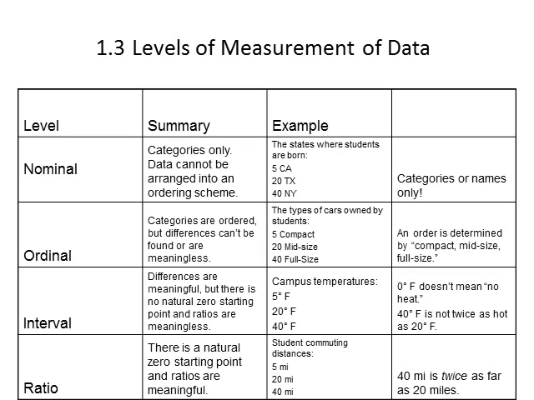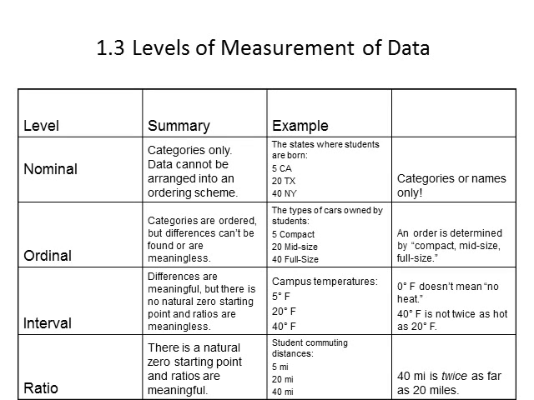Then we have interval data. This is where differences are meaningful. We have numbers, but there's no natural zero starting point and ratios are meaningless. Temperatures is a very good example of interval data. 5 degrees, 20 degrees, and 40 degrees are all numerical data, but 0 degrees Fahrenheit doesn't truly mean zero. It doesn't mean no heat. It's just a value on the scale. 40 degrees is not literally twice as hot as 20 degrees. So you can't really multiply your temperatures by a ratio and have it mean what it's supposed to.